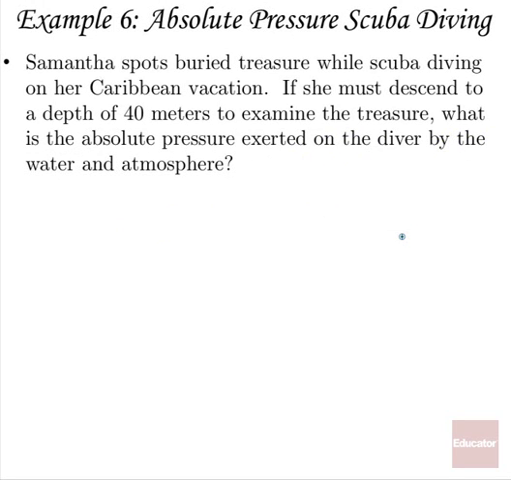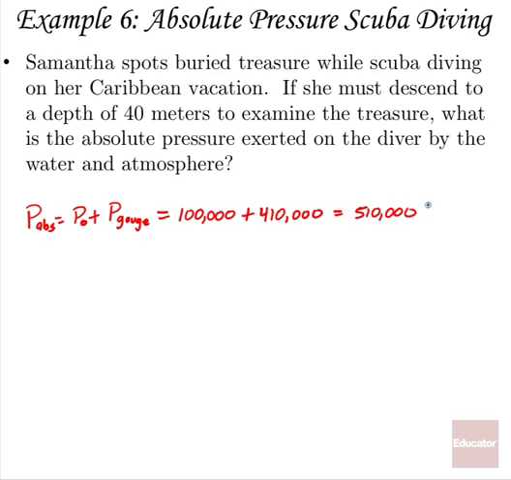If we want to look at absolute pressure here, let's find the absolute pressure for Samantha in the same scenario. Now we're looking for absolute pressure. That's P0 plus gauge pressure. And we're going to say atmospheric pressure is about 100,000 pascals for simplicity. So 100,000 plus the gauge pressure we just determined was 410,000 pascals, for a total of about 510,000 pascals of pressure as the absolute pressure.